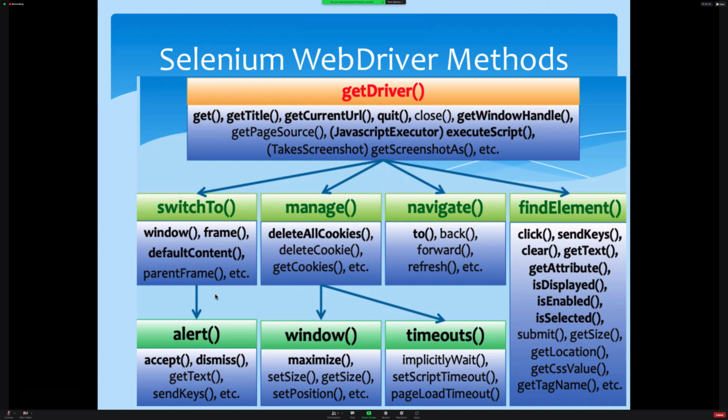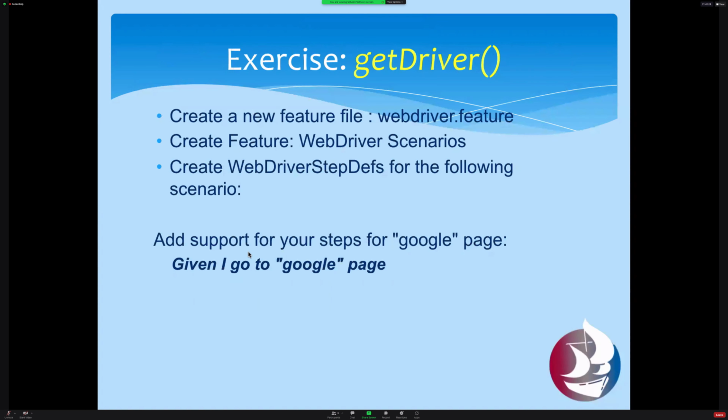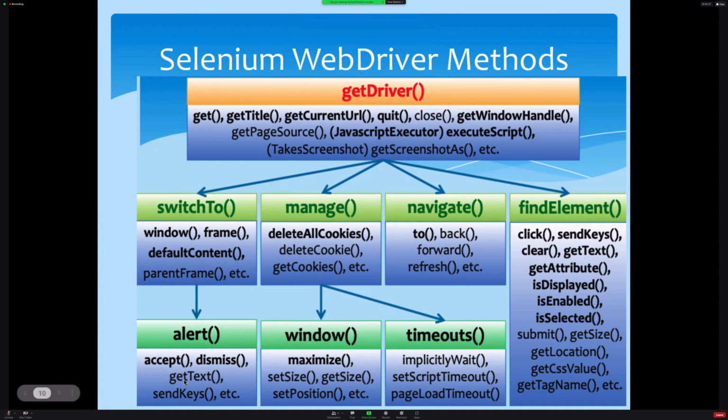So if we want, for example, to accept or dismiss an alert window, we have to go a longer path. GetDriver, switch to, alert, and then accept or dismiss. So getDriver dot switchTo dot alert dot accept or dismiss.